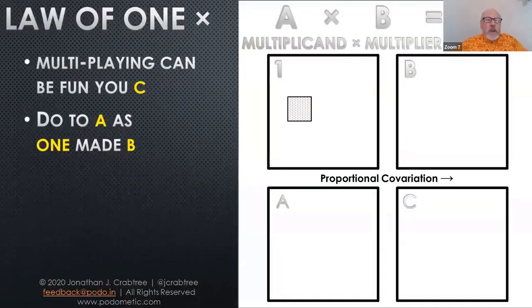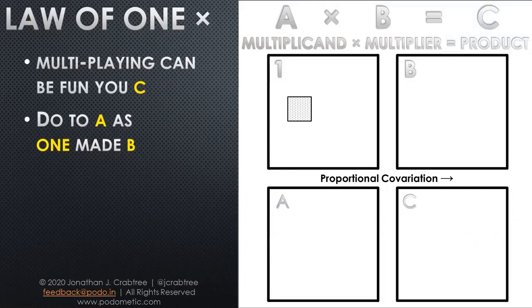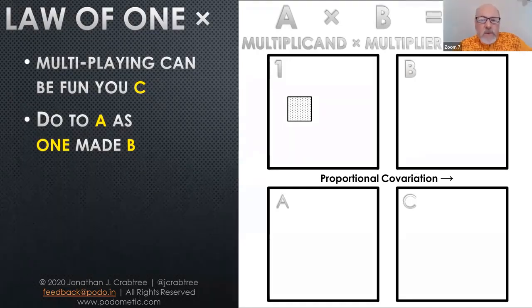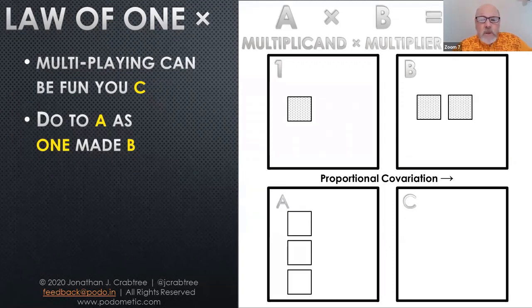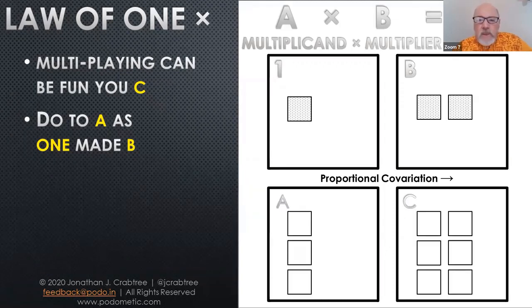So here we've got: multiplying can be fun, you see, do to A as 1 made B. On the multi-mat, we always have one standard unit in one of these squares. So as 1 becomes 2, 3 becomes 6. And we've moved on from direct variation for addition and subtraction to what I've termed proportional covariation.